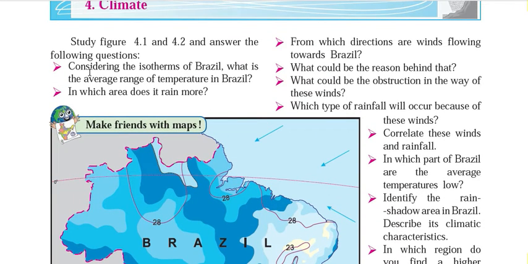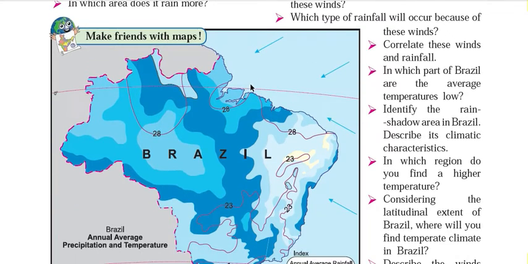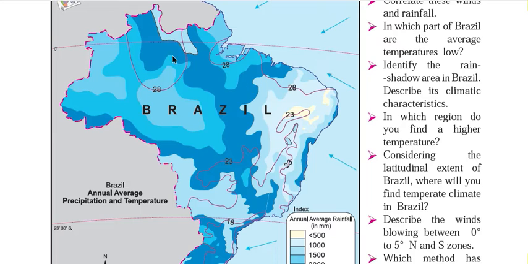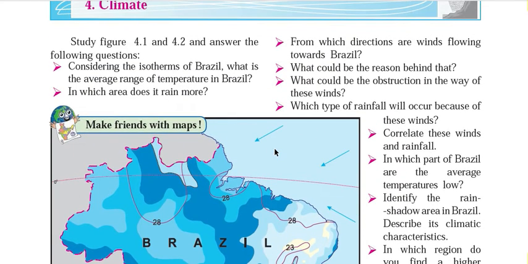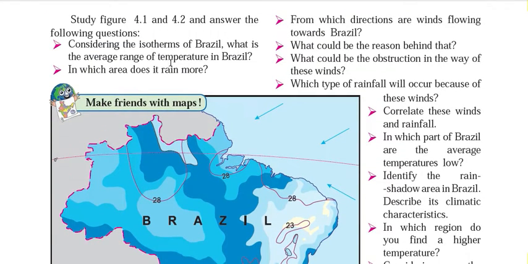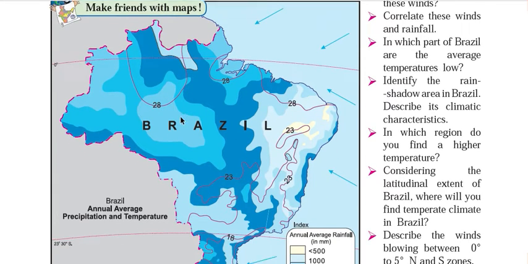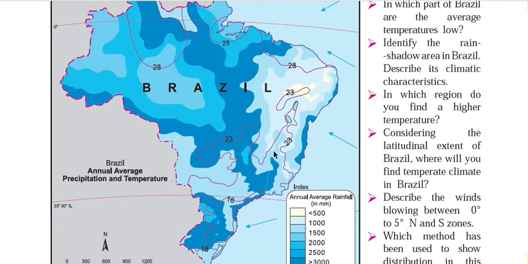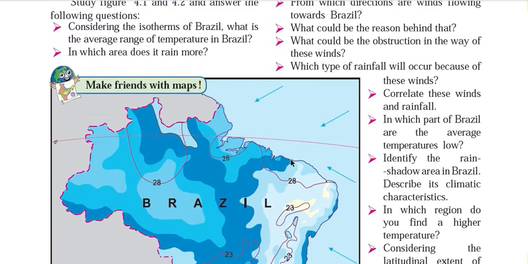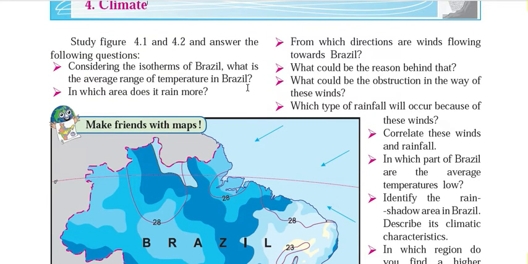First question: considering the isotherms of Brazil, what is the average range of temperature in Brazil? What you have to do here is add the maximum temperature and minimum temperature and divide it by 2, so you will get the average temperature. So 28 plus 18 divided by 2, that is 46 divided by 2, 23 degrees Celsius is the average temperature in Brazil.